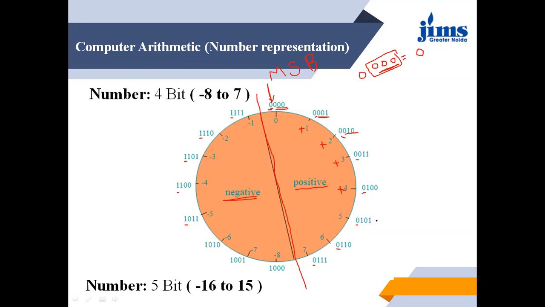This is 101, that is +5. This is 110, that is +6. And this is 111, that is +7. Now by using these three digits, we can represent only 8 numbers, that is 2 raised to the power 3.